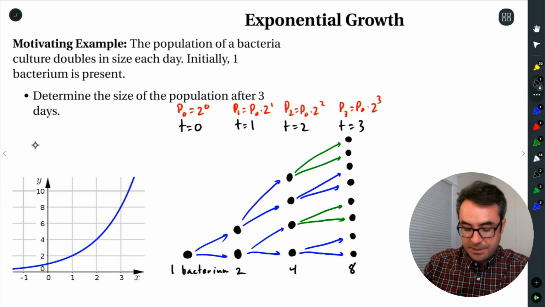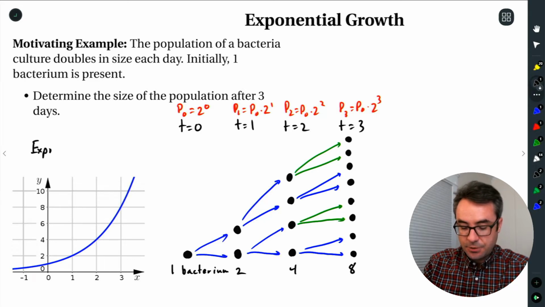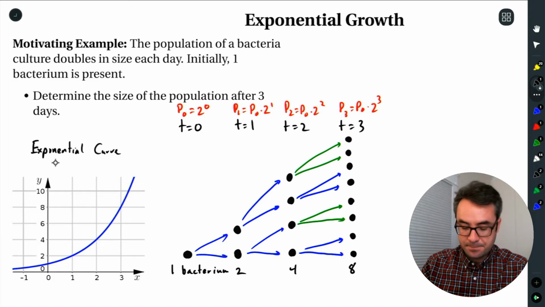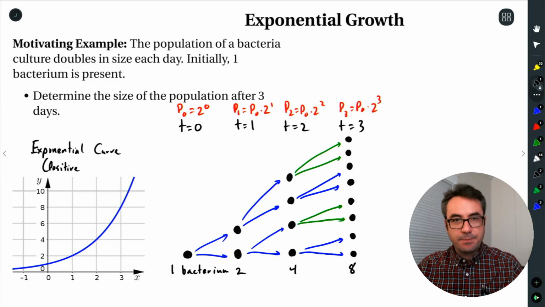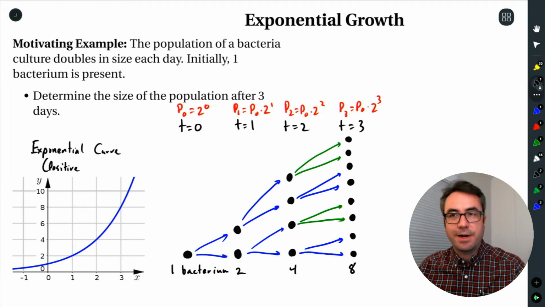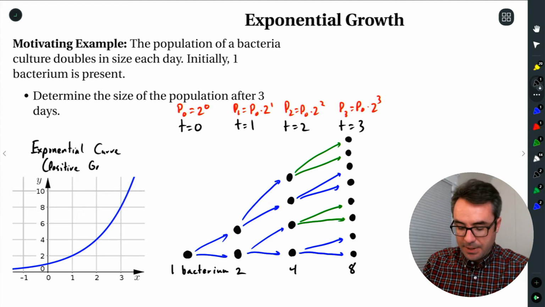And that's what we're seeing here. This is an exponential curve, with positive growth, so it's going up. Eventually we're going to see examples where we might have decay, and it's going to look similar, but there's a separate graph that we'll consider for that. So this is going to be positive growth.